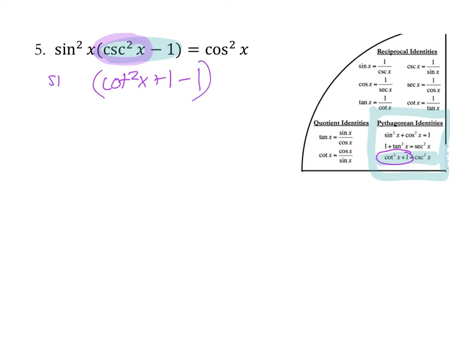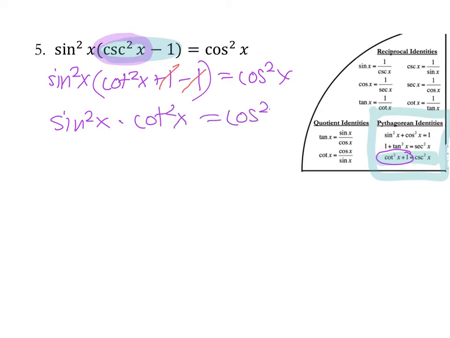Because watch how this all falls into place next here. So I'm just writing out the rest of it. So now the minus 1 and the plus 1 will cancel, and we get sine squared x times cotangent squared x equals cosine squared x. And now I can make a switch in for cotangent squared. I know cotangent squared is down here. It's cosine over sine. So I can swap in cosine squared x over sine squared x.